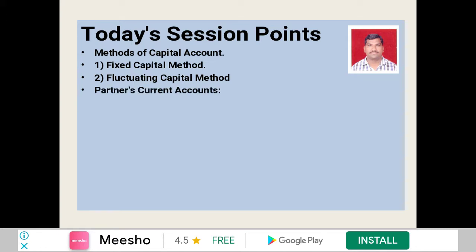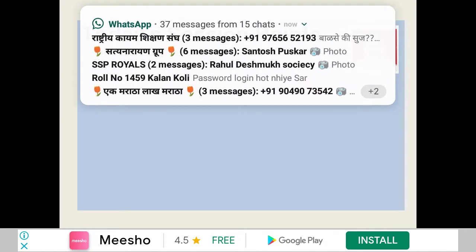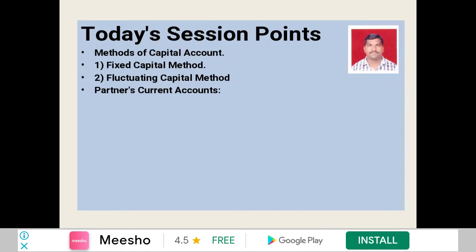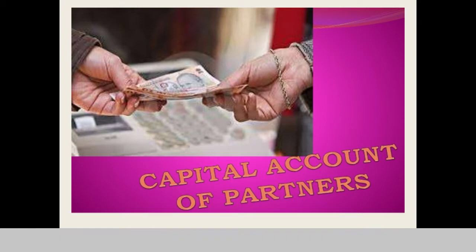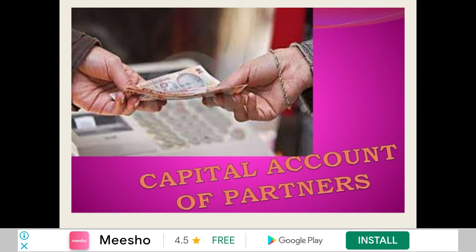Partnership final accounts, this is the second session, and in this session we will learn about the fixed capital account with an example. So this slide shows the capital accounts of partners.